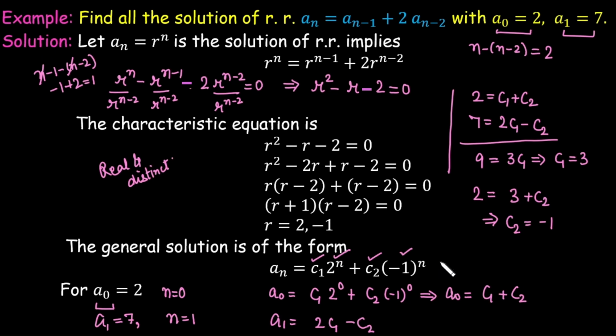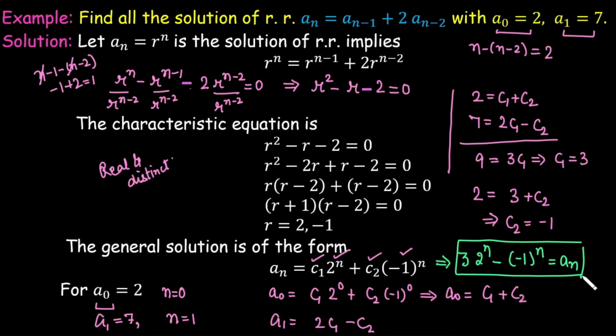Now the final solution is C1 value is 3, 2 raised to power n, and C2 is negative of 1, it is minus 1 raised to power n. This is the final solution of the recurrence relation with condition a0 is equal to 2 and a1 is equal to 7.